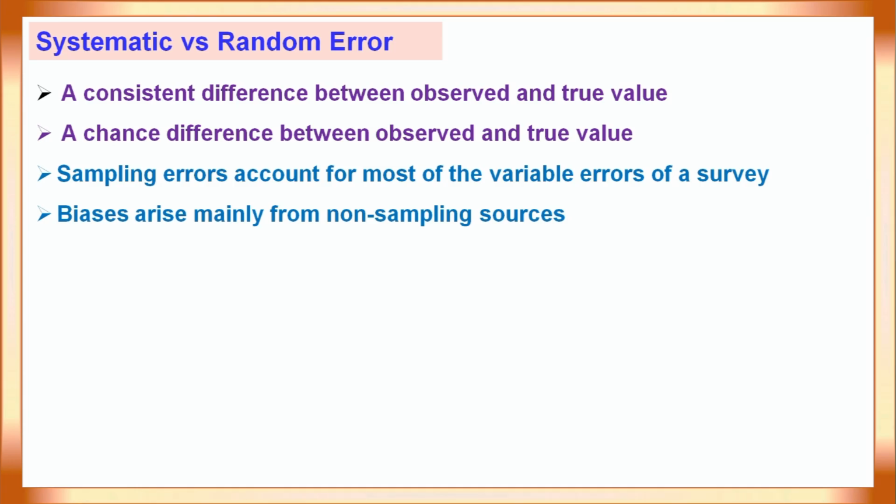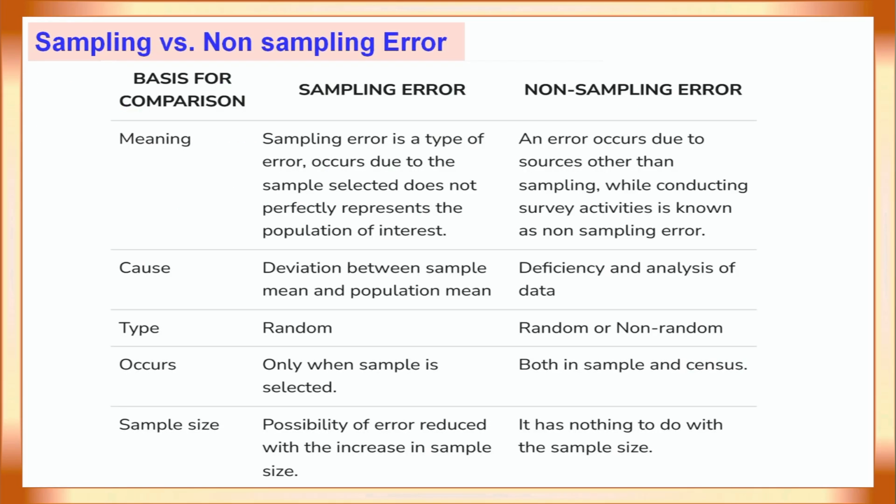Now when it comes to non-sampling error, these are mostly systematic errors, but random error may also be present. So I think till now you have a good understanding of sampling error and non-sampling error, and you can differentiate between them. Again, what is sampling error? Sampling error is a type of error that occurs because the sample selected is not perfectly representative of the population of interest.